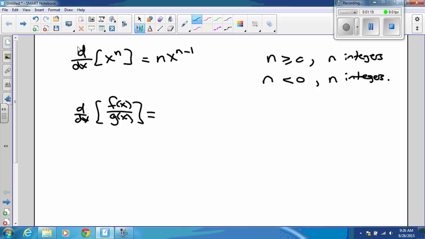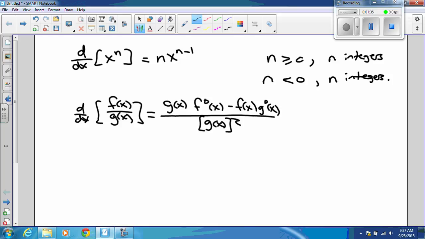Which, as you all recall from the famous song that runs through your brains when you're lying awake in bed at night, it is low D high, less high D low, all over denominator squared. And this is probably the most involved derivative rule that we have on here, meaning that you would not want to remember the form without the aid of a song.